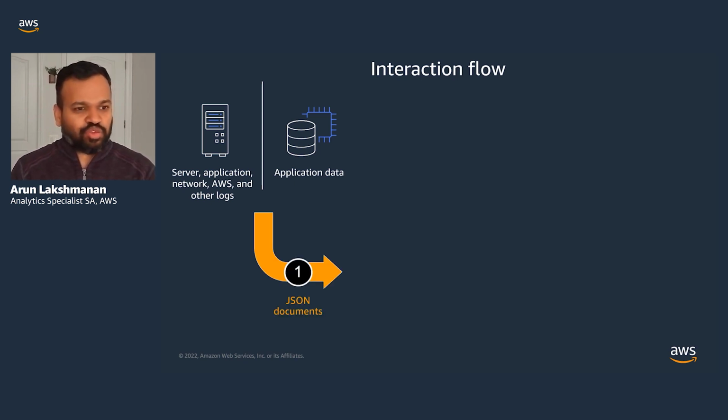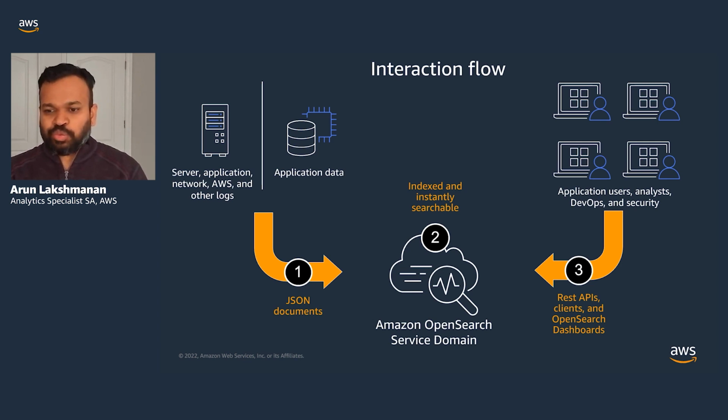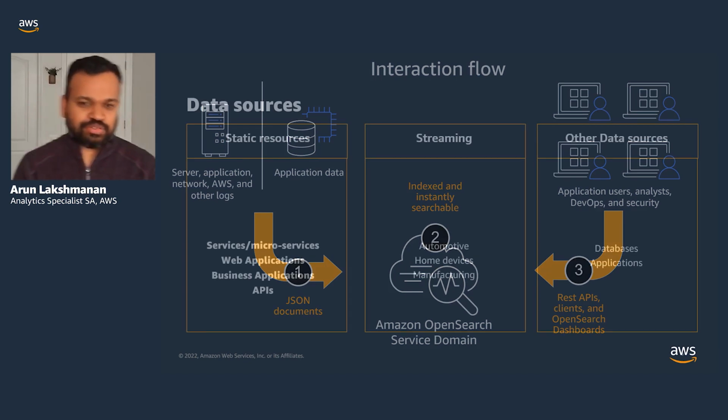The basic interaction flow works in this way. You have your source data that comes from various sources, which gets converted to JSON documents by these tools, and it gets ingested into the OpenSearch cluster. Once it is indexed, it becomes searchable instantly. With the provided API clients and OpenSearch Dashboards, you can access the indexed data in the OpenSearch cluster.